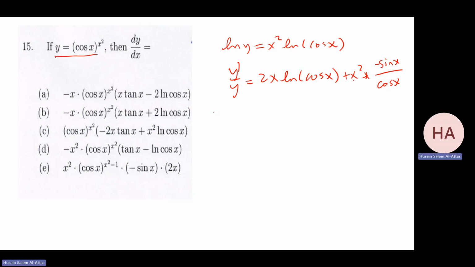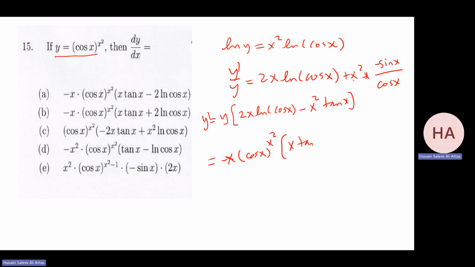So I have y prime will be equal y times 2x ln cosine x minus x squared tan x. I can take minus x common factor times y, which is cosine x all to the power x squared, times x tan x minus 2 ln cosine x, which is this one.